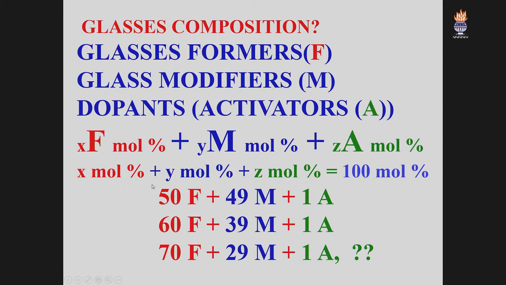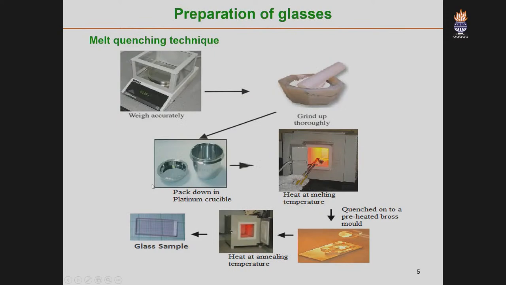I have given three examples. We can change any composition: we can change the formers, the modifiers, and also the activators, and like this we can make compositions to prepare the glasses. How can we prepare the glasses? You can look at this: we need an accurate electronic balance to weigh the chemicals, the raw materials.